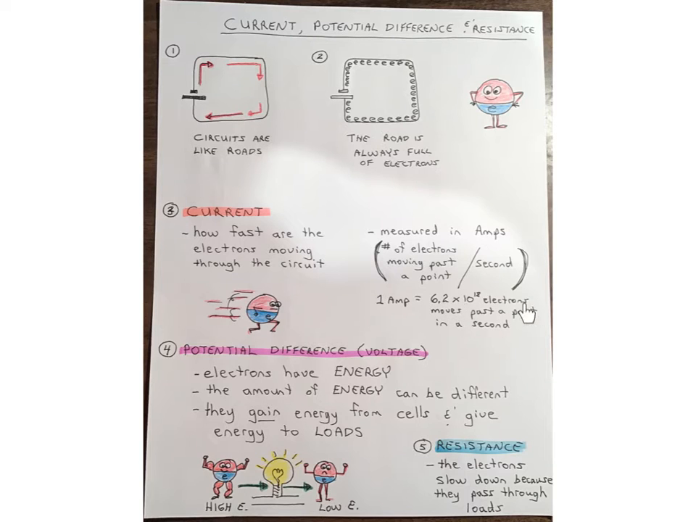One amp is a surprisingly huge number of electrons: 6.2 with 18 zeros behind it, moving past a point in a second. That is a lot of electrons.